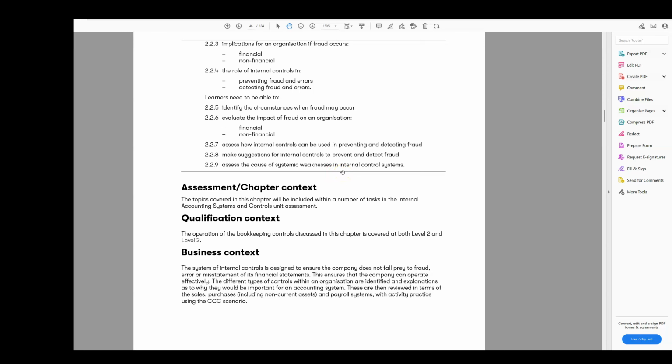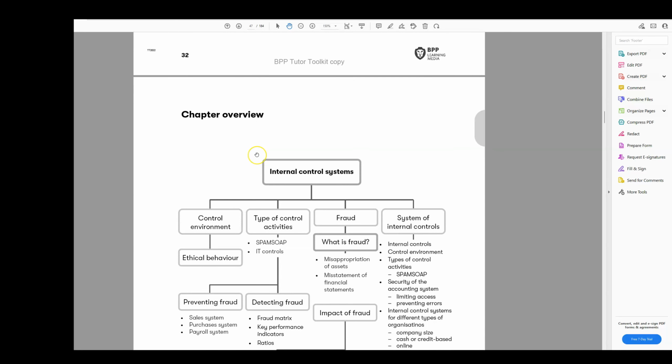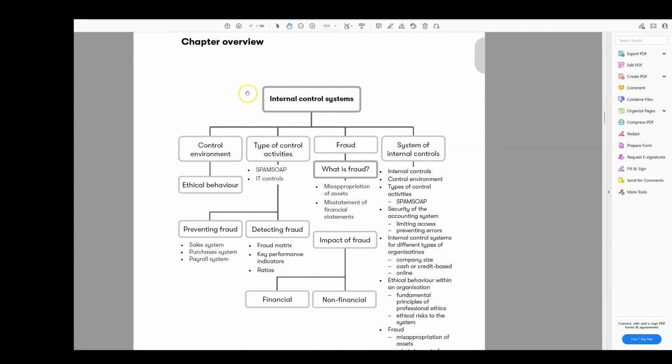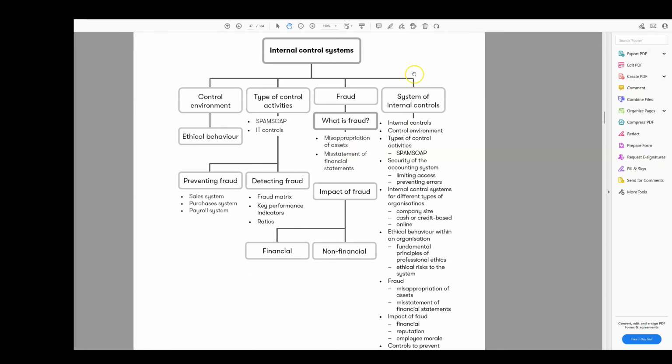So more or less, we're going to cover the weakness in the internal control system, and also we're going to look at what type of fraud is happening here and how we can prevent this fraud. So basically three things. First, looking at the weakness. Next, because of this weakness, what type of fraud could happen, and finally how we can stop this fraud. So this is basically the content that we'll cover for this chapter. The next one we have is the internal control system. That's the chapter overview. So let's have a look at what we're going to cover from here.